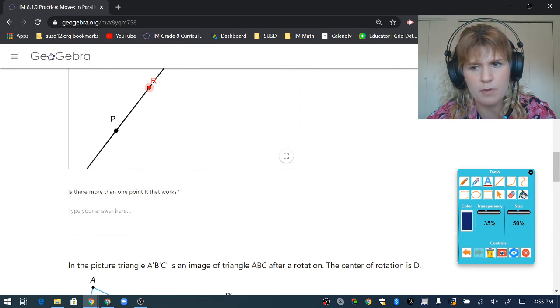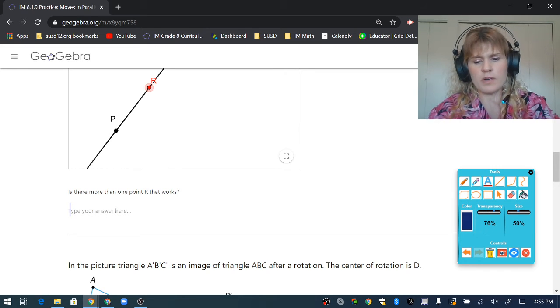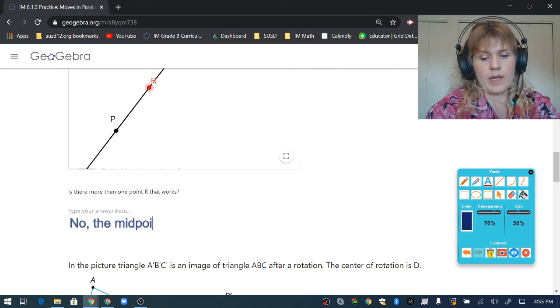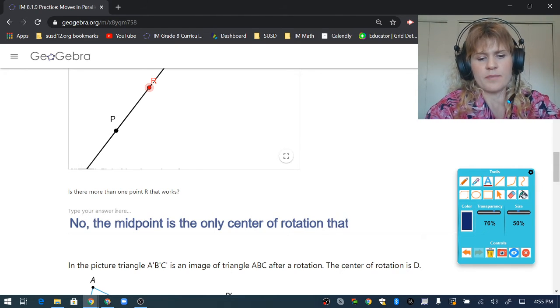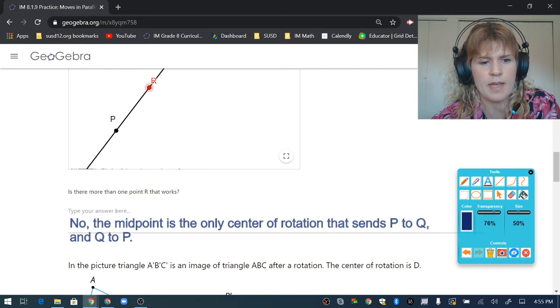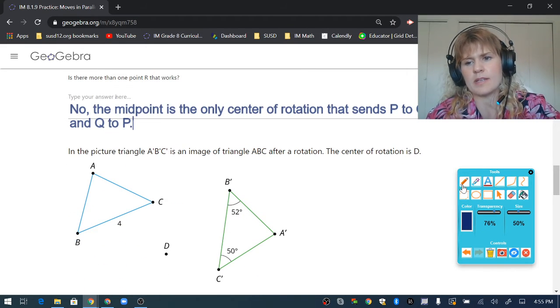Sorry, I'm going to start typing over. So, is there more than one point that works? No. The midpoint is the only center of rotation that sends P to Q and Q to P. Okay, good. I got it now. Let's go on to the next problem.